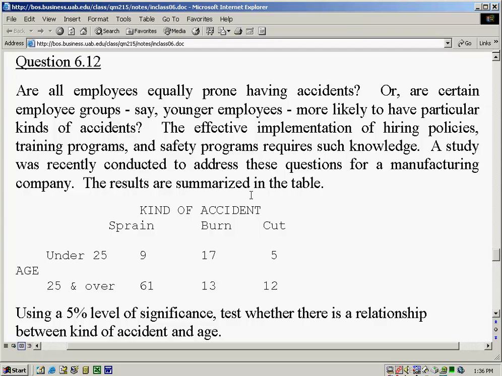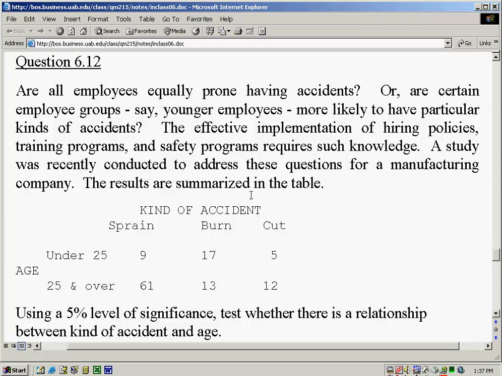Alright, so the question goes, are all employees equally prone to having accidents, or are certain employee groups, say younger employees, more likely to have particular kinds of accidents? The effective implementation of hiring policies, training programs, and safety programs require such knowledge. A study was recently conducted to address these questions for a manufacturing company. The results are summarized in the table.